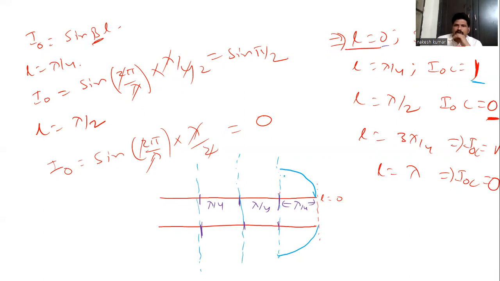So for L is equal to lambda by 2, the total length is lambda by 2. At lambda by 2, the current is 0. Again, this will become 0. And L is equal to 3 lambda by 4. It is 3 lambda by 4. The current is maximum again. It will go here. So it will become 0 and it will go like this. The same procedure.